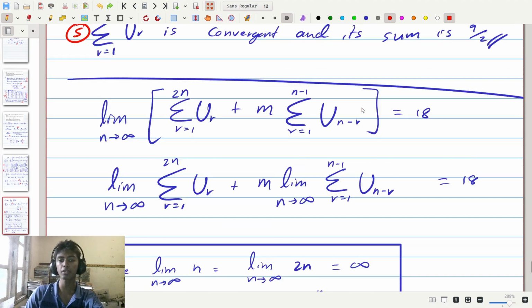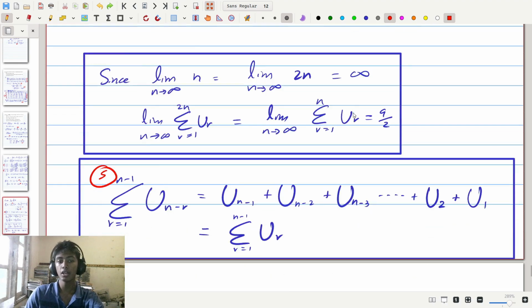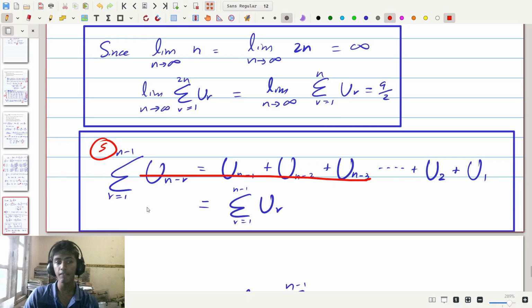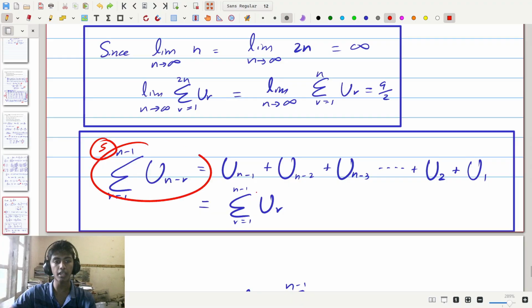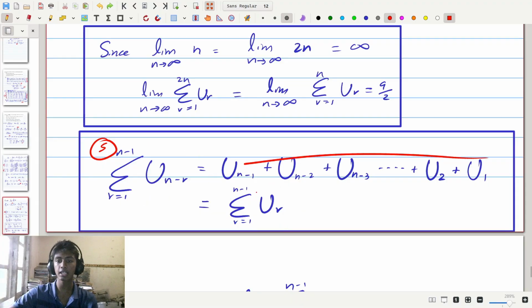Now after this point, for the last part where you have to find m, for only this part right here where you find that the sum from r equals 1 up to n minus 1 of u of n minus r is the same thing as the sum from r equals 1 up to n of u of r, as in going up and going down, as in this sum right here is just this sum but the terms are in reverse, finding that you get 5 marks.